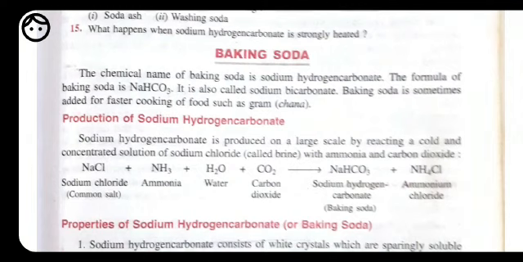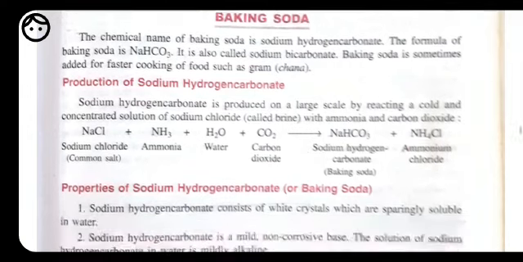Now here we have the method of preparation of sodium hydrogen carbonate. This is the method by which we can also prepare washing soda. Here you have to take brine, that is a concentrated solution of sodium chloride, and pass ammonia and carbon dioxide through it. Then it will give rise to sodium hydrogen carbonate, which is called baking soda, with the byproduct ammonium chloride. So it is a very simple process through which we can prepare baking soda by taking brine.